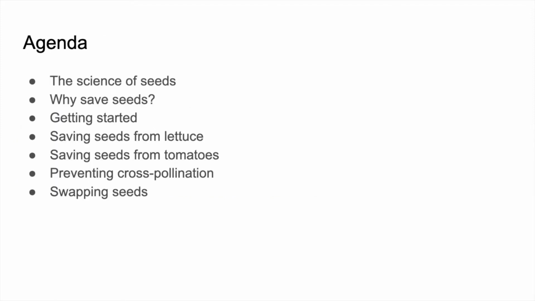So here's what I'm planning to cover during this workshop. I'll start by going over the science of seeds. Then I'll talk about some of the reasons why we may want to save seeds. I'll then give you some tips on how to get started in case you haven't yet. I'll then play some videos to demonstrate the process of saving seeds from a couple of different plants, lettuce and tomatoes. Now, these were chosen in particular because they're easy to start with, but also quite different examples of seed saving. I'll also briefly discuss cross-pollination, which is where things can get a bit tricky.